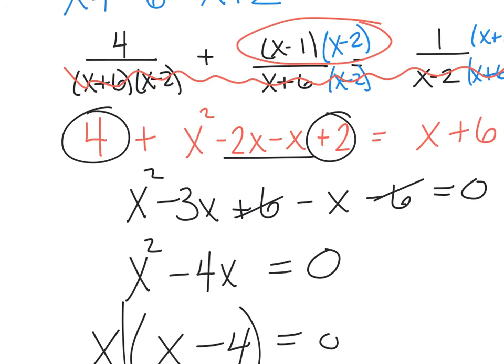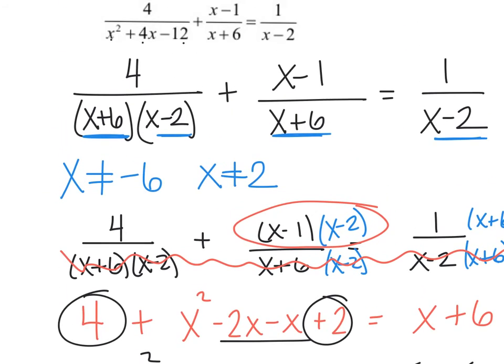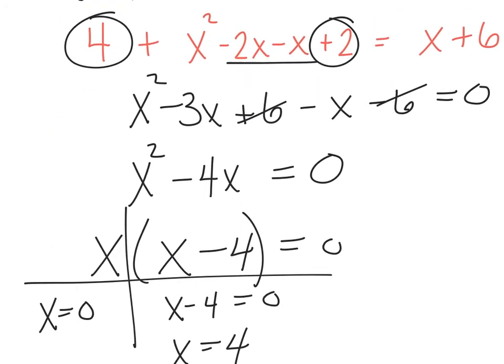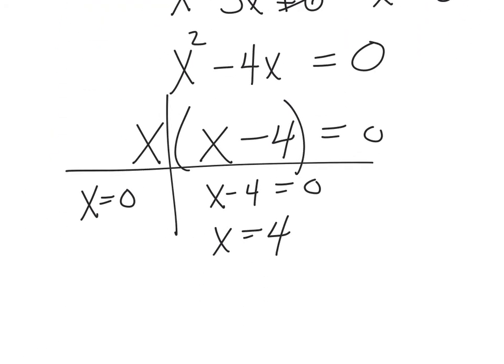Now for the good old check. Let's go back. Do I have to reject any of those answers? Well, the only answers I was going to reject are negative 6 and 2, and notice I didn't get either one of those. So I'm going to assume that both of those work.